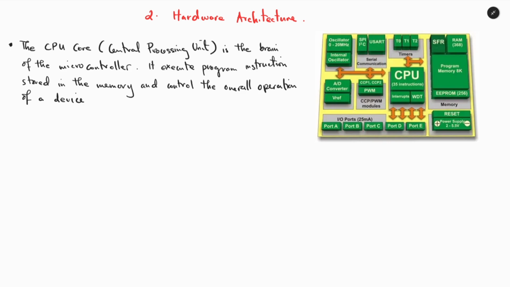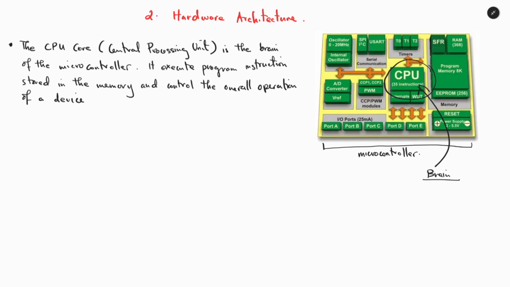And now I will begin our discussion with the outline 2.1, which is the study of a CPU core. The CPU core, also called the central processing unit, is the brain of a microcontroller. So we have a microcontroller, and this microcontroller has a CPU, which is the brain of the microcontroller.